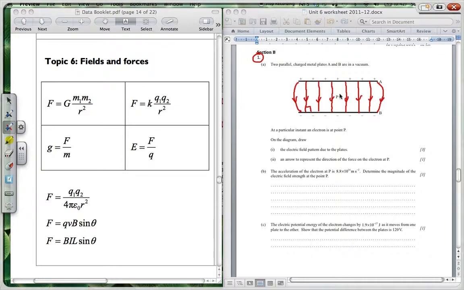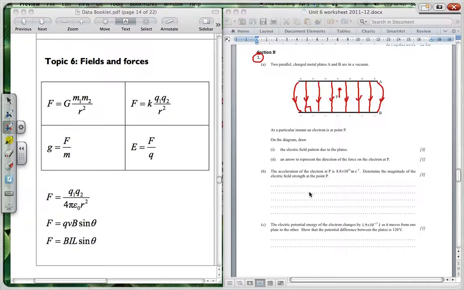So the force on P would be in the other direction because it's going to be attracted towards the positive plate. So it would have something like that. Then it says the acceleration of the electron at P is 8.8 times 10 to the 14 meters per second squared. Determine the magnitude of the electric field strength at the point P.